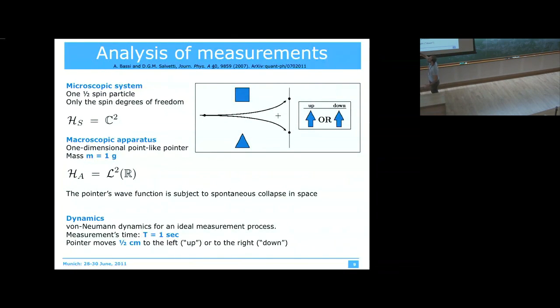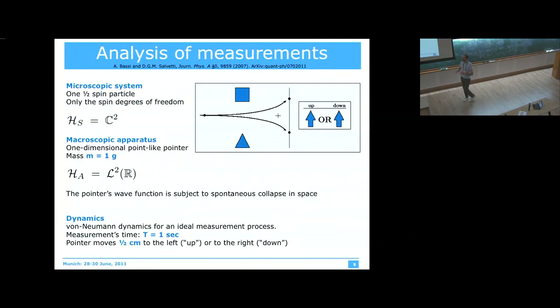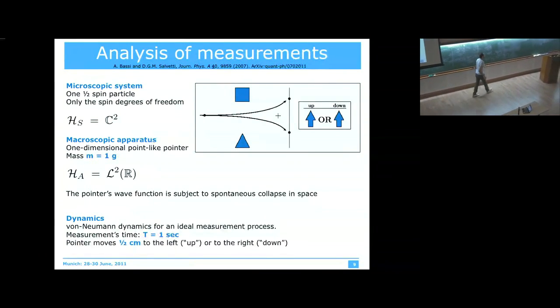So we have the appropriate Hilbert space. I treat the pointer with just 1 degree of freedom, the position in space. I neglect the internal structure, otherwise it's too difficult. So basically at the end, I have the spin particle and the movable pointer. The Hilbert space of the spin particle is C2. The Hilbert space of the pointer is L2 over R on the line, just to be pedantic. The dynamics is the von Neumann interaction dynamics, which lasts for 1 second and moves the pointer by 1 centimeter. Just to put some numbers, to be very, very clear.